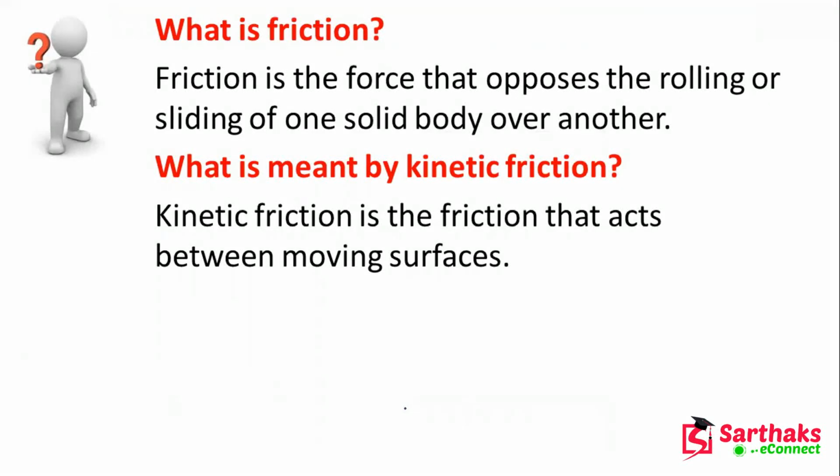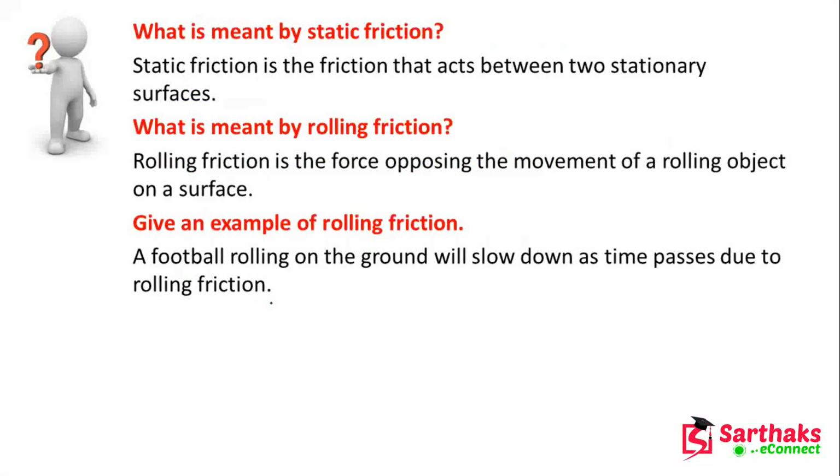Now, what is friction? Friction is the force that opposes the rolling or sliding of one solid body over another. Or in very simple words, friction is the force that opposes the movement of any object. What is meant by kinetic friction? Kinetic friction is the friction that acts between moving surfaces. What is meant by static friction? Static friction is the friction that acts between two stationary surfaces.